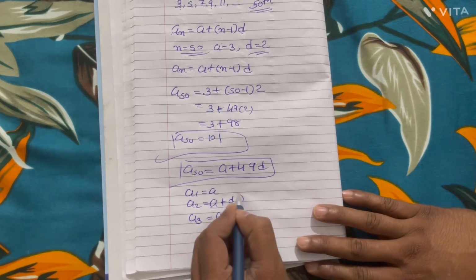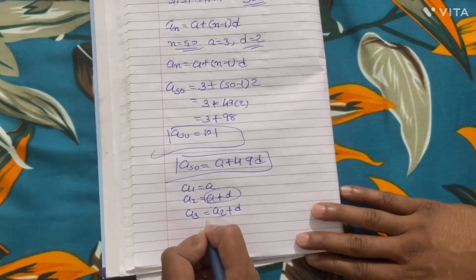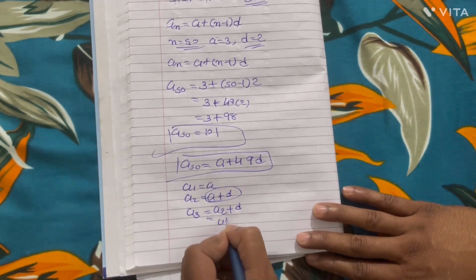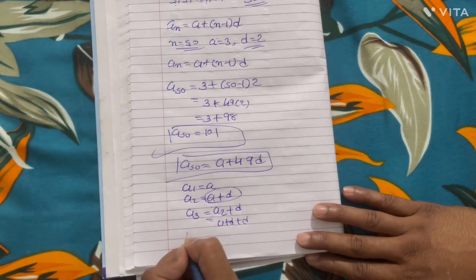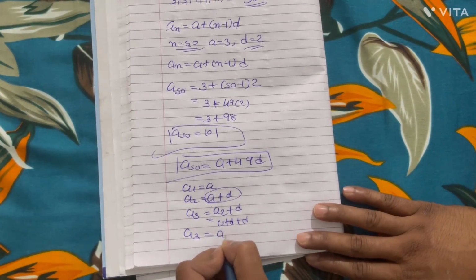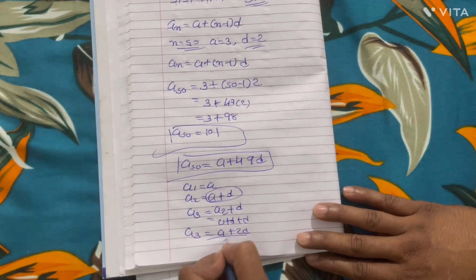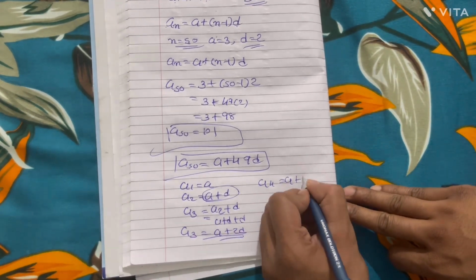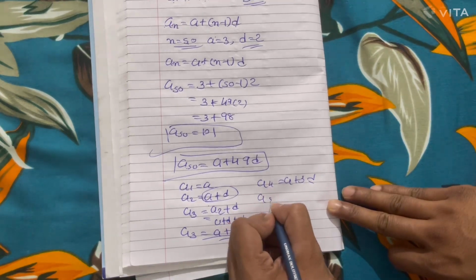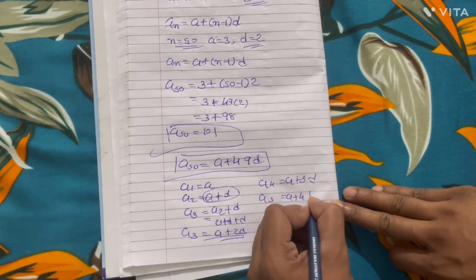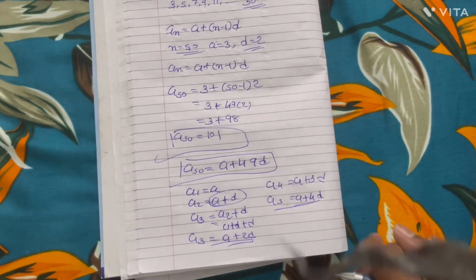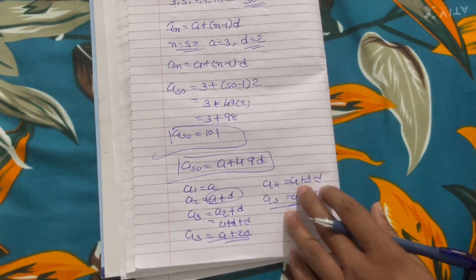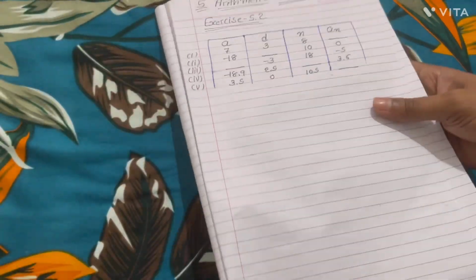What is the value of a2? The value of a2 is a plus d. Put it here: a plus d plus d. So we get a3 is equal to a plus 2d. Similarly, a4 we get a plus 3d, and for a5 we get a plus 4d. Now we can move to exercise 5.2.